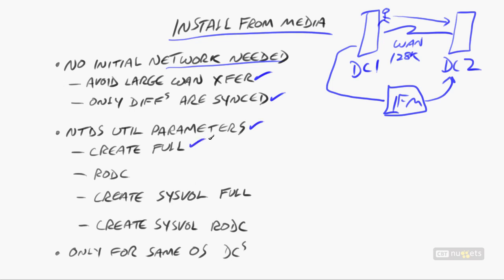One thing you could do is to create full. That means I'm going to take just all the Active Directory data and copy it to this media. And then when this domain controller over here is installed, it'll be a full read-write domain controller. But I could have also opted for a read-only domain controller, which I've talked about previously. That would mean that this domain controller could not make any writes to Active Directory data, just the way the name implies. I can also do create sysvol full, and that's what I've done in an example that I'll show you here in a moment.